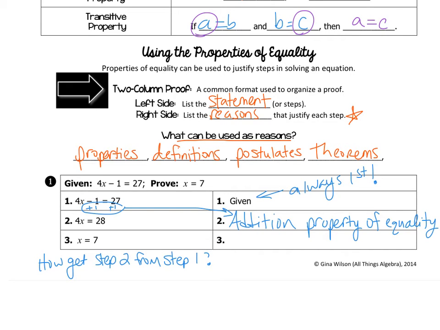So now for step 2 to step 3, so same question, how do I get step 3 from step 2? So how am I going from step 2 to 3? I would divide both sides by 4, and then that tells me what my reason is going to be. So since I divided on both sides, that would be the division property of equality.